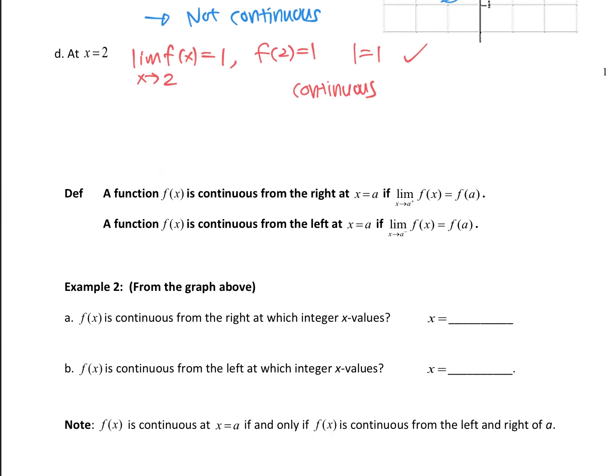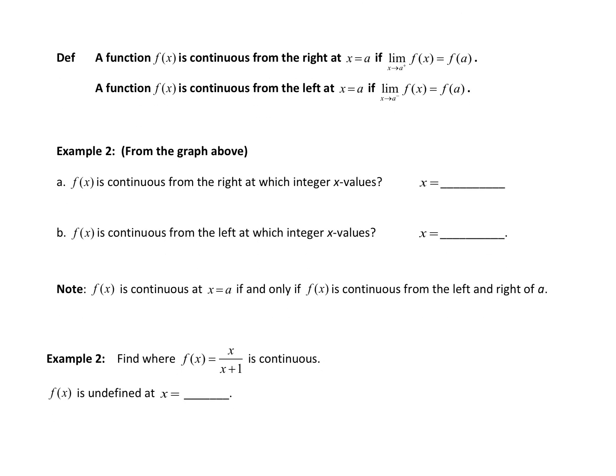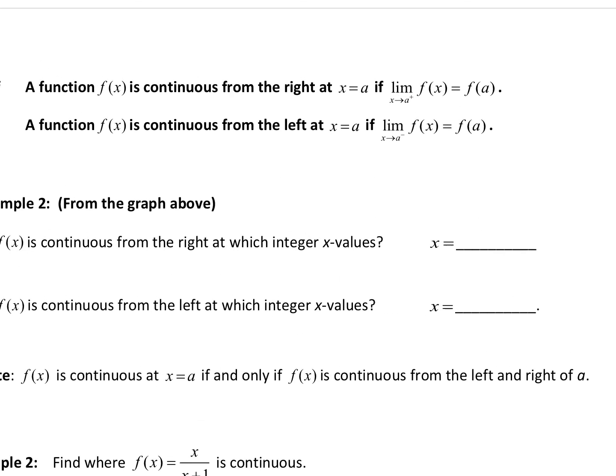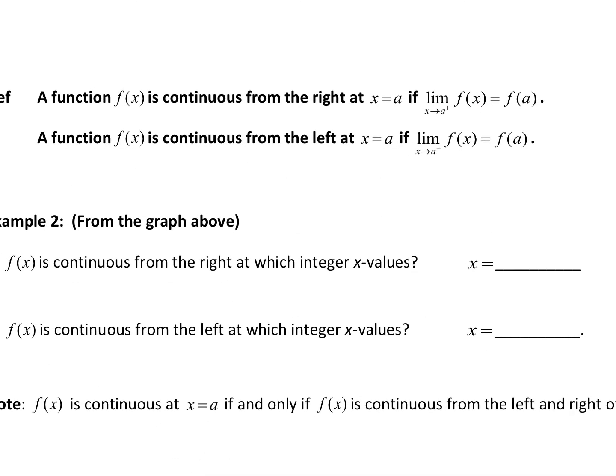Let's move on to the next definition. This is where we're looking at continuity from only one side. So let's look at the first definition. A function is continuous from the right if the limit of f of x as x approaches a from the right-hand side, you see the little plus sign? Maybe I can zoom in a little bit. So the right limit is equal to f of a.